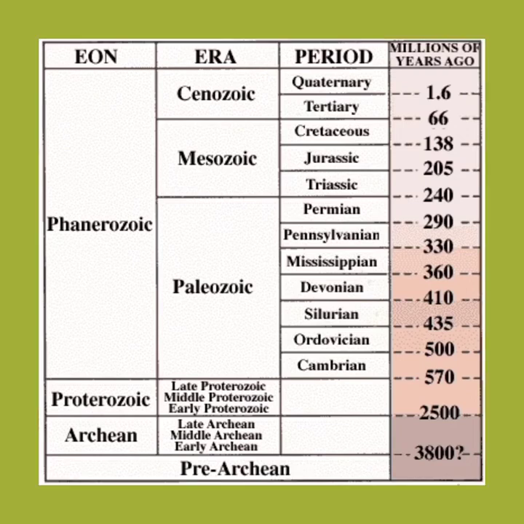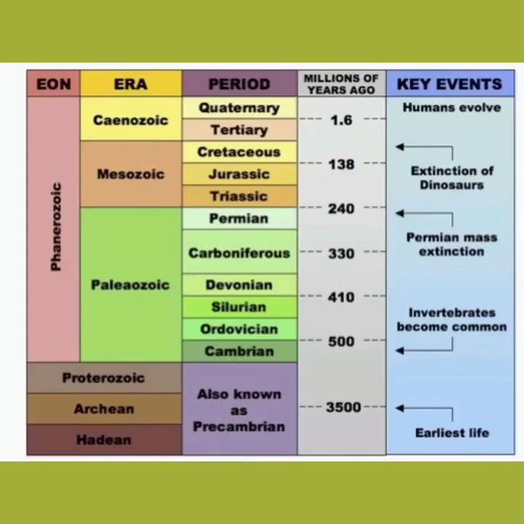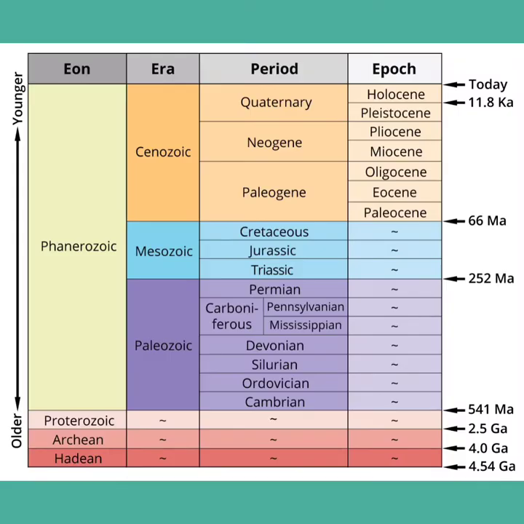6 periods are Cambrian, Ordovician, Silurian, Devonian, Carboniferous, and Permian. The Mesozoic era is divided into 3 periods: the Triassic, Jurassic, and the Cretaceous. Cenozoic era is also divided into 3 periods: the Paleogene, Neogene, and the Quaternary. Periods of geological time are subdivided into epochs.